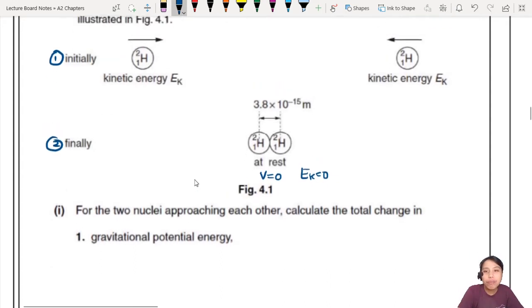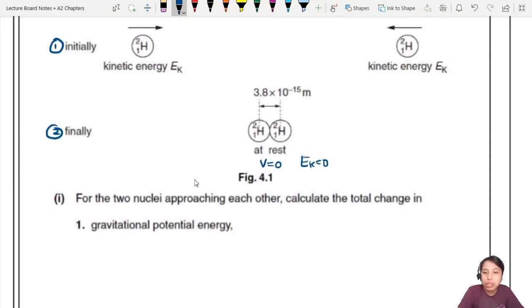Okay. So the first one is, for the 2 nuclei approaching each other, calculate the total change in gravitational potential energy. When you see this, you want to think of, how do we calculate GPE again? GPE, I don't even put GPE now, just UG is fine. Okay, so GPE would be negative GMM over R. Negative just means it's attractive. They will love to come together. Okay, they won't have repulsive forces or anything like that.